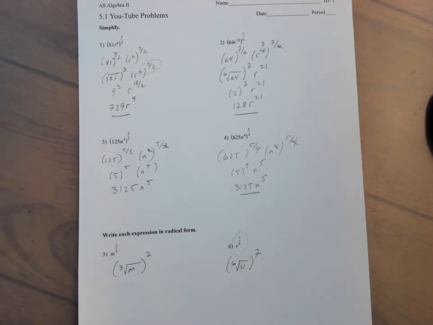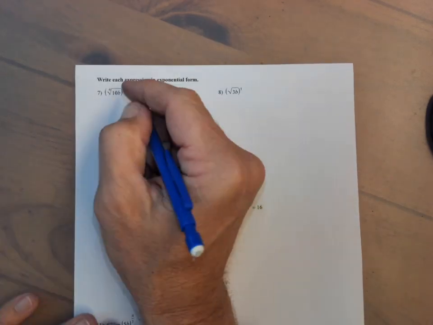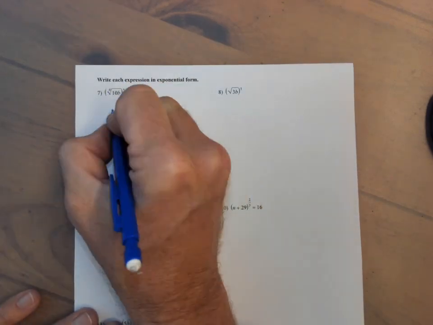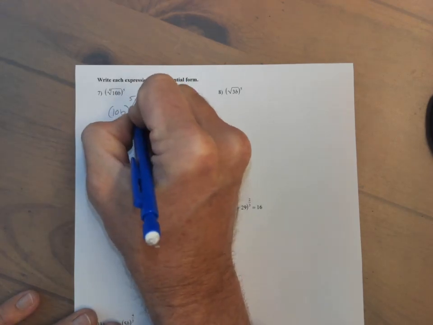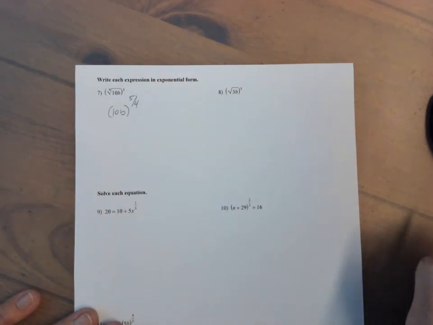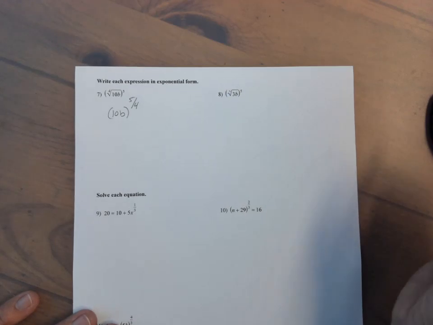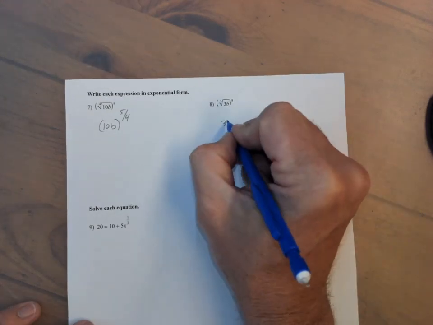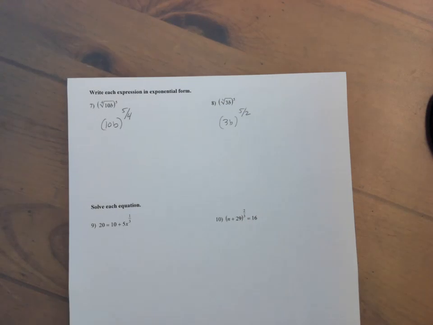Okay, let's look at a couple of other problems. Now we're writing this in exponent form. Again, root and power. So 10b would be raised to the 5/4. And over here, there's no number in the root, so that means it's a square root. So this would be 3b raised to the 5/2.